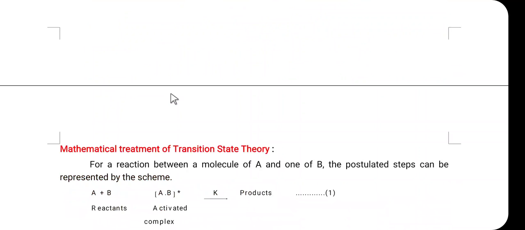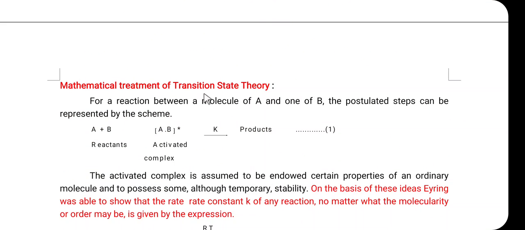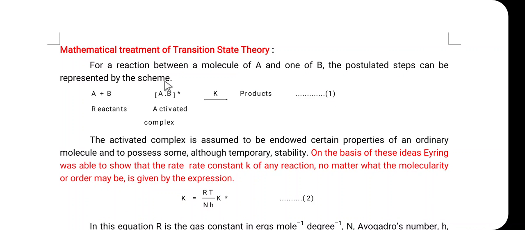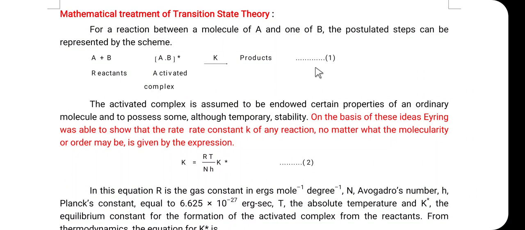Let us consider the mathematical treatment of the transition state theory. For a reaction between a molecule A and a molecule B, the postulated steps can be represented by the following scheme. First, the reactants A and B acquire a certain amount of energy and are converted into the activated complex, and finally the activated complex decomposes into the products. This is equation number 1.